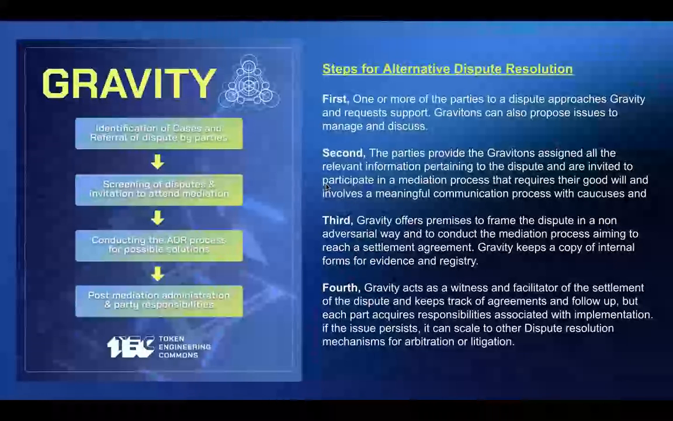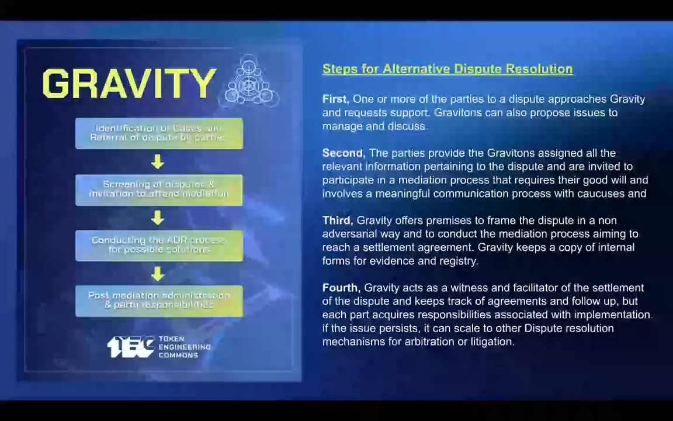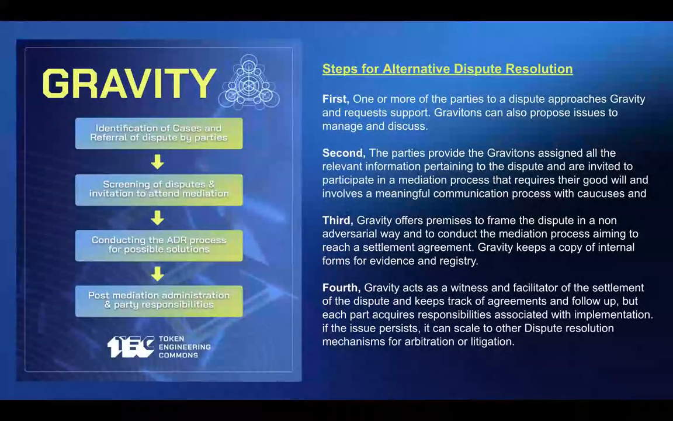And here are the steps that we follow for our alternative dispute resolution process. It's a 4-step process. The first one is where one or more of the parties to a dispute approach Gravity and request support. This is what we call identification of cases and referral of disputes by parties.